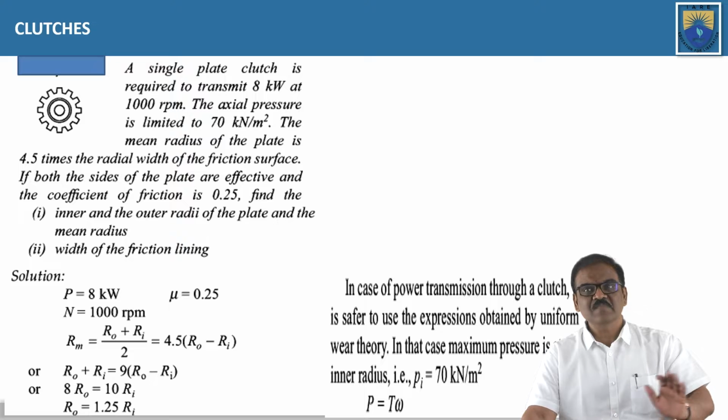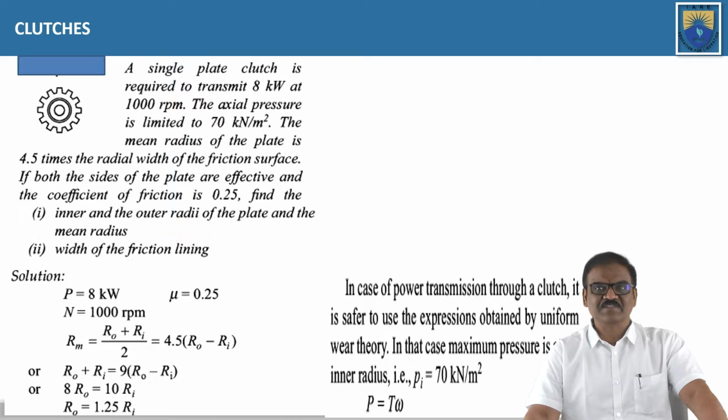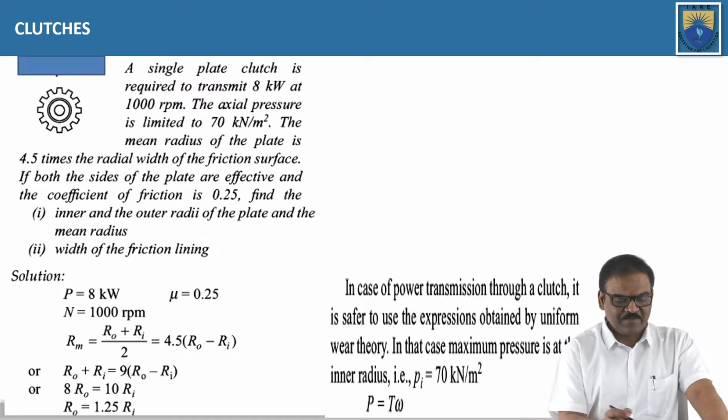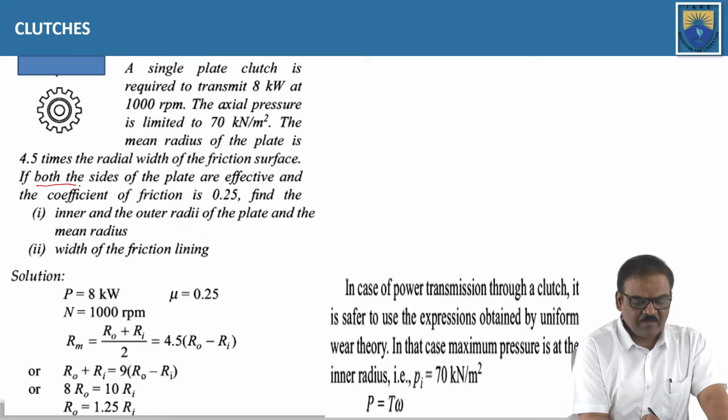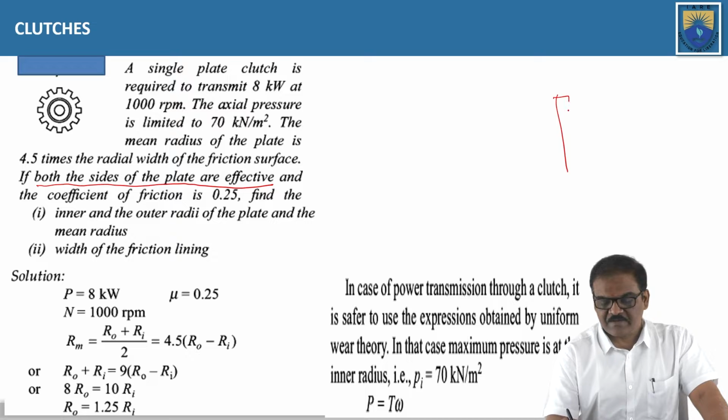Further, a single plate clutch is required to transmit 8 kilowatts at 1000 rpm. The axial pressure is limited to 70 kilonewtons per meter square. The mean radius of the plate is 4.5 times the radial width of the frictional surface. If both the sides of the plate are effective, please make a note of it. Both sides effective means our plate is like this, and there is a clutch plate here.